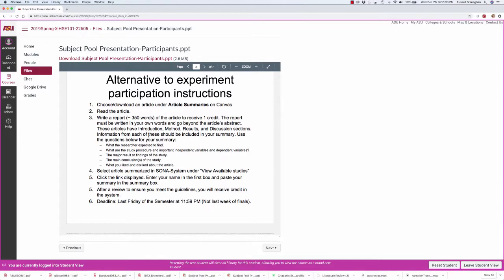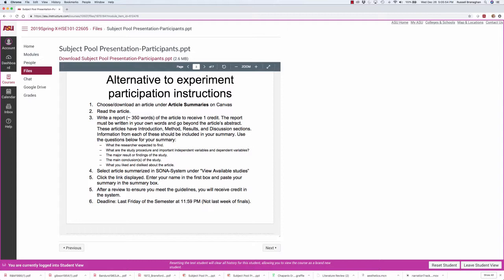As I mentioned about those papers as alternatives to participating in the experiments, this is the way you go about doing it. You choose and download an article under the article summaries on Canvas. You'll read the report. You'll write up a report of about 350 words. Here are the descriptions of what we look for in there.